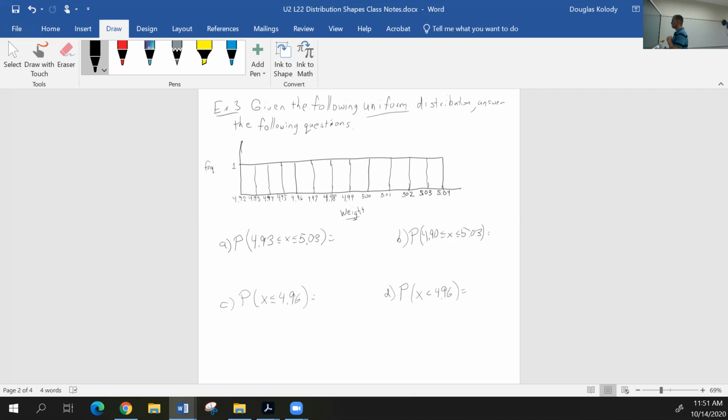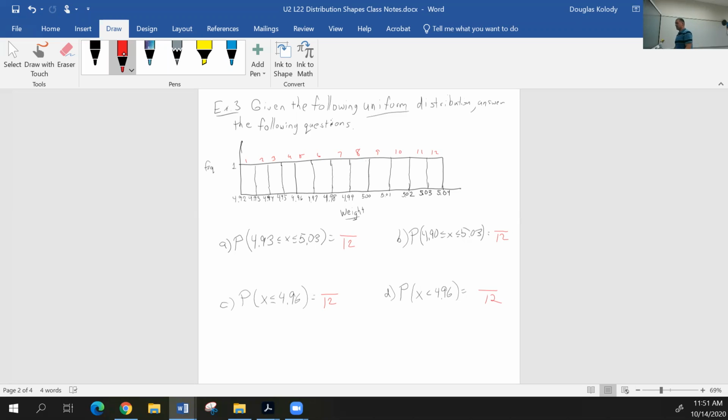Now, first and foremost, why don't we count how many rectangles we have here? All right, I'll use a red pen. There's 1, 2, 3, 4, 5, 6, 7, 8, 9, 10, 11, and 12 rectangles. Because there are 12 rectangles, watch this. All 4 answers are going to be out of 12. Without me even thinking about it, it's out of 12. That's it.